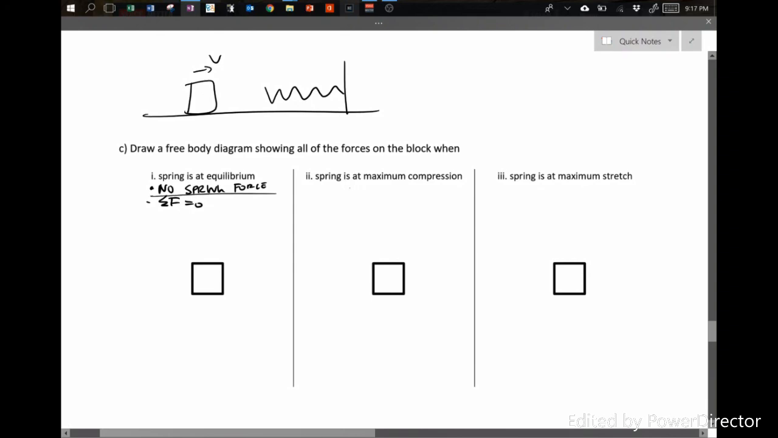Since there's no spring force, there's not going to be any forces to the right or the left. I do have a normal force that's up because we're on the surface, and I have a weight that's down. Since we're always going to be on this surface, we've got a normal force that's up and a weight that's down. It's important not to forget those things. When the spring is at maximum compression, we're over here. That's part 2. We've compressed that spring as much as we can.